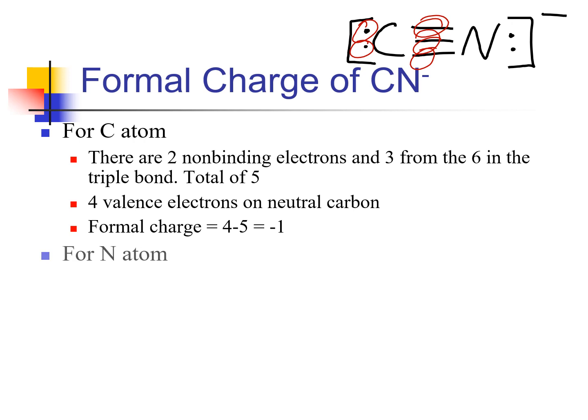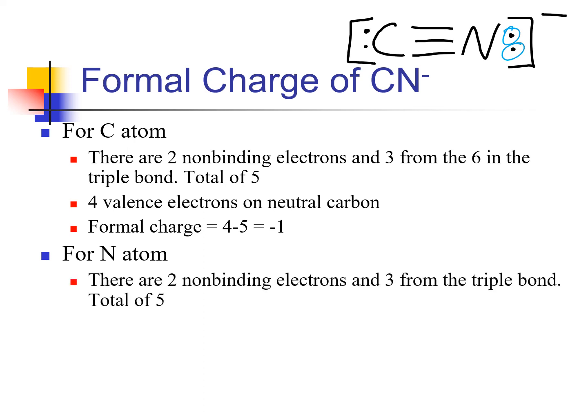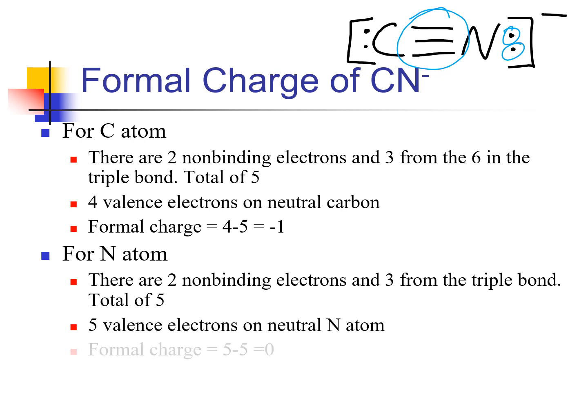That's how it is. For the nitrogen, I'll erase what I have. For that nitrogen, I see 1, 2 right there. Again, the triple bond would be another 3, 1, 2, 3. So that's 1, 2, 3, 4, 5. So 5. That's how I do math. Nitrogen normally has 5 valence electrons, so it would have a formal charge of 0.